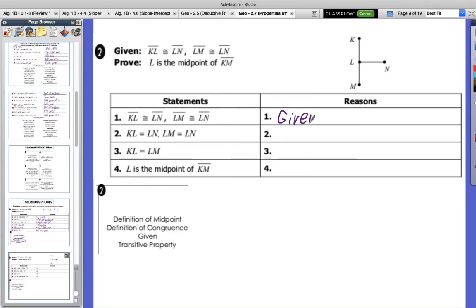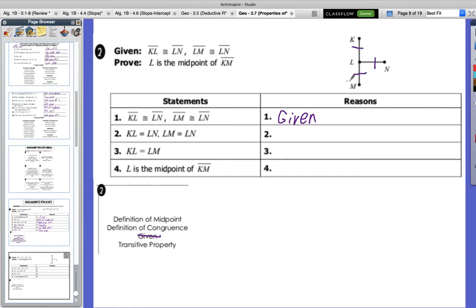Now something I think is helpful as well is not only writing down the given, but marking it on the picture. So KL is congruent to segment LN. If we recall, we can do tick marks. And segment LM is congruent to segment LN. Well, LN already has 1 tick mark, so we don't need to put another one on there, but since those are congruent, we can put another tick mark.